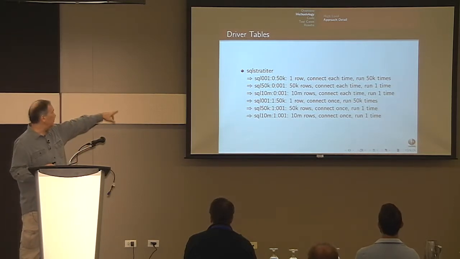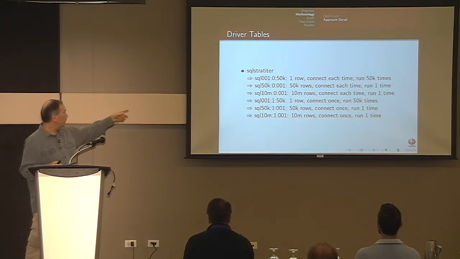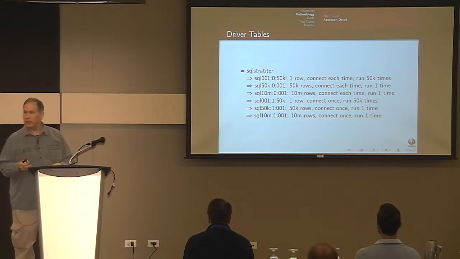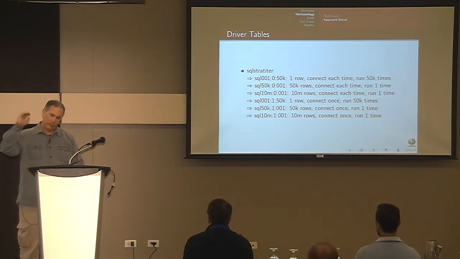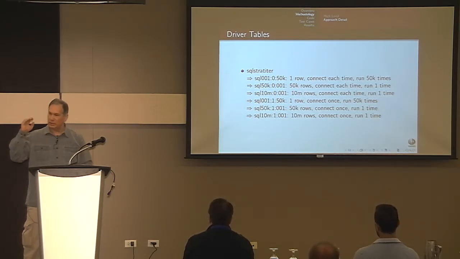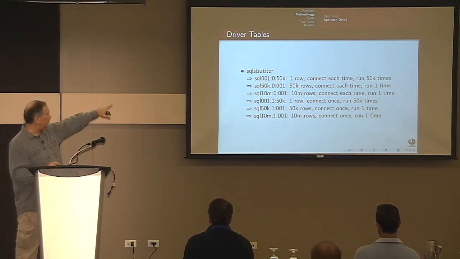As opposed to SQL 50K, which means I'm going to grab 50,000 rows per query. I'm going to connect every time, and obviously if I'm doing 50,000 rows all in one query, then whether you connect every time or not really doesn't matter. But I'm only going to do it once. So I'm getting a direct comparison between what it takes to pull 50,000 rows one at a time versus 50,000 rows in a set. And I'm going to do that both with connect every time or connect once.